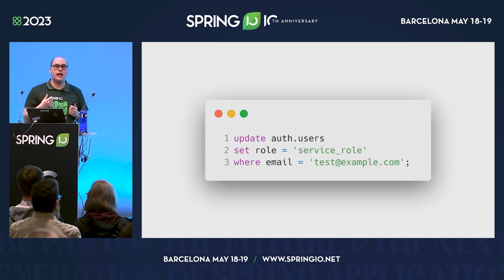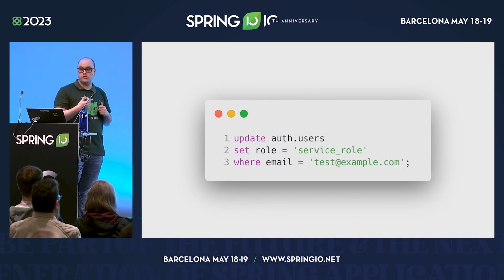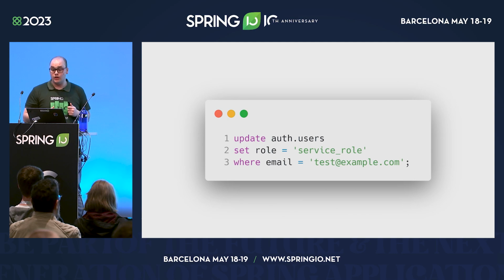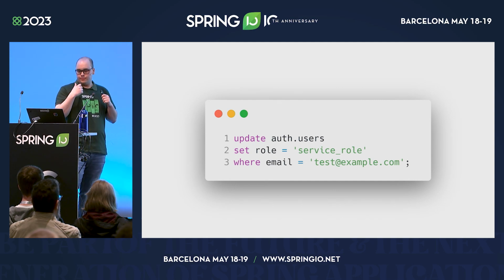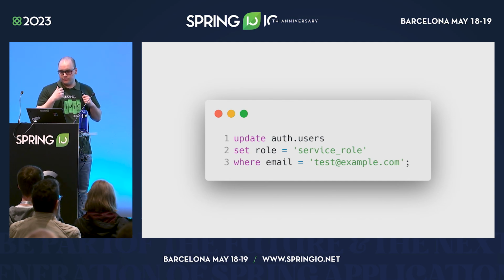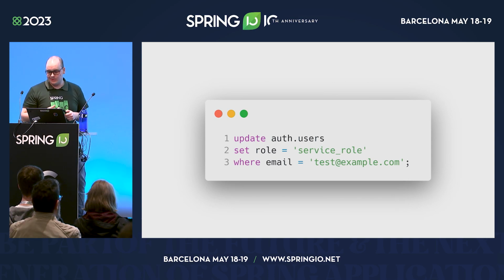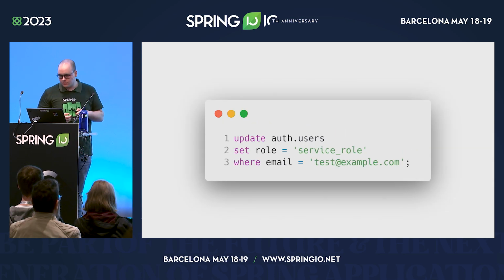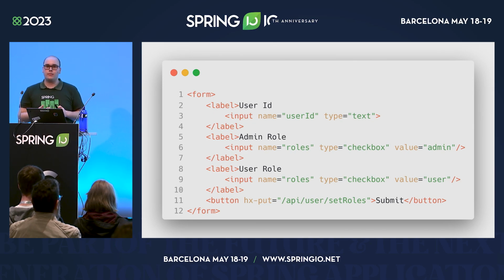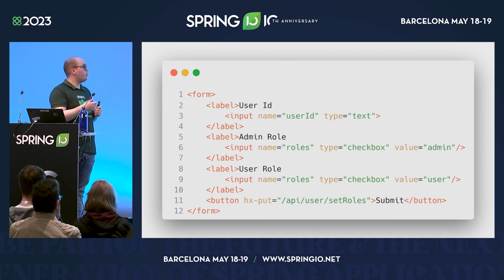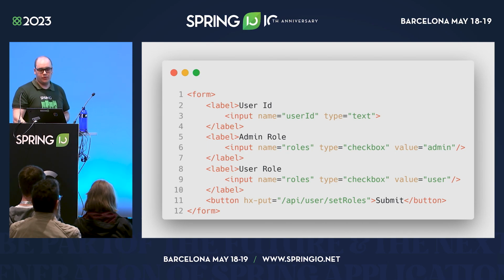We can also elevate the privileges of a user with the service role secret if we set the role to service role. Then the user has the ability to set the roles of other users. We can use this form with the elevated user to set the roles of any users. It's that simple.